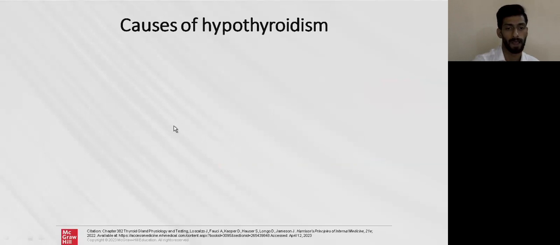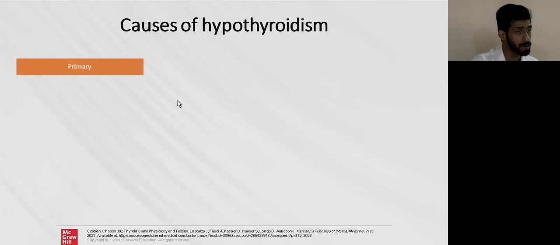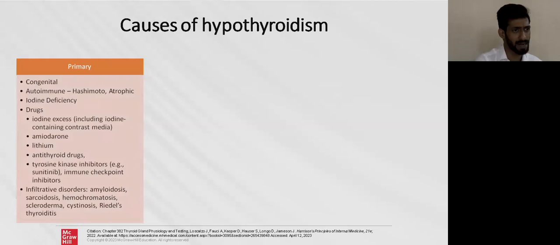Okay. So quickly looking at the causes of hypothyroidism, because we should know what we are looking for, what we are evaluating. Your causes can be primary, secondary, or transient. So the primary causes are congenital, usually we don't see. Autoimmune, most common cause. Remember, autoimmune is not just Hashimoto's. After this session, autoimmune thyroiditis should include atrophic thyroiditis also. Iodine deficiency is the most common cause in areas which are not iodine sufficient.